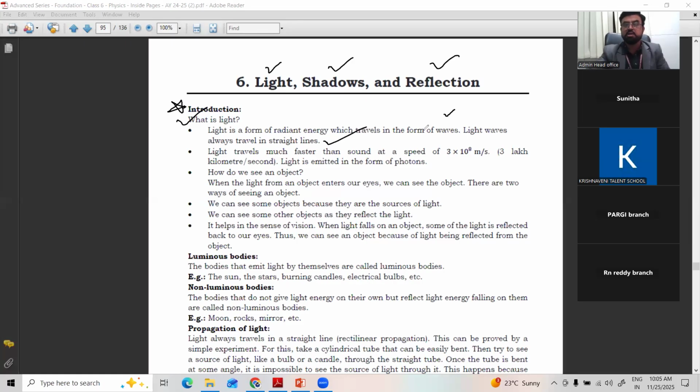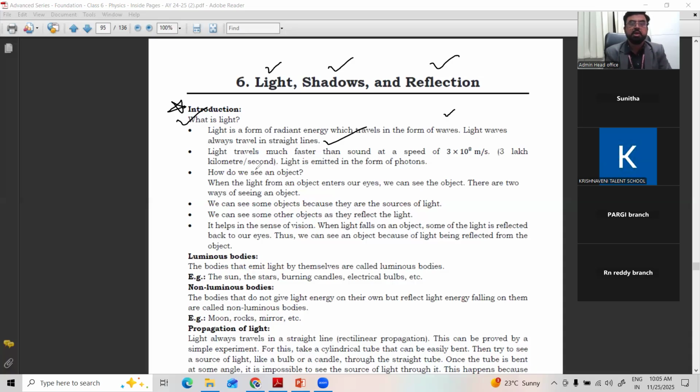Suppose when you enter a dark room, we cannot see anything. But whenever you switch on the light, we can see all the objects and identify them. Right? So light vanishes the darkness and makes objects visible for us. Clear? Such kind of energy, radiant energy, is called light.